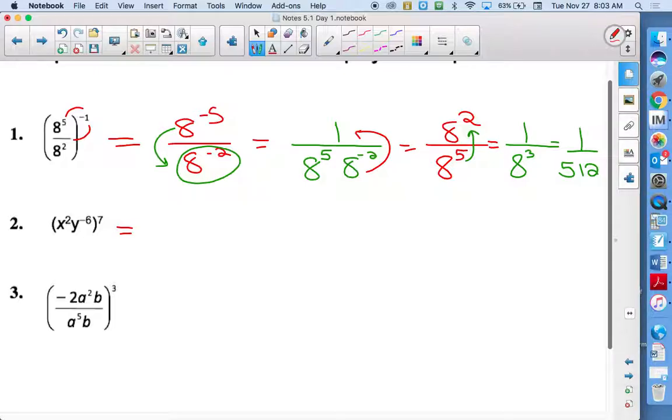So Mackenzie Mallory, what would that become when you have a 7th power outside? You would multiply the exponents in the parentheses, the x to the 14th, x to the negative 47. Okay, so we have x to the 14th, y to the negative 42nd. What else can we do? Emma, what else can we do with that problem? So we have x to the 14th, y to the 42nd, that's a positive. And then your final answer, Emma, is?